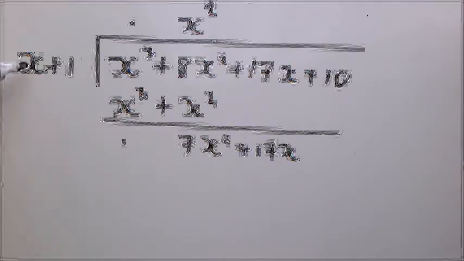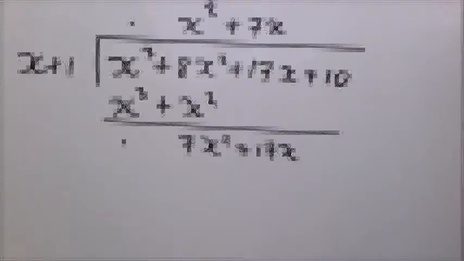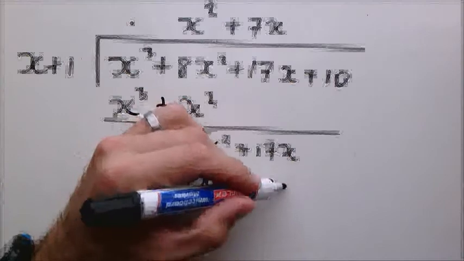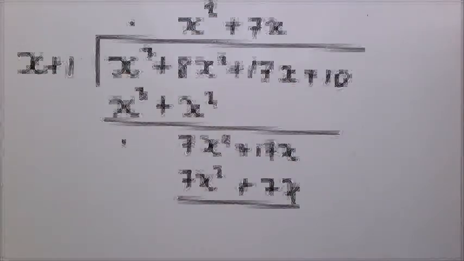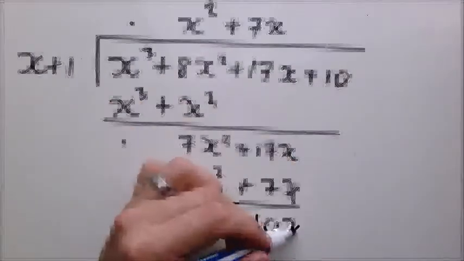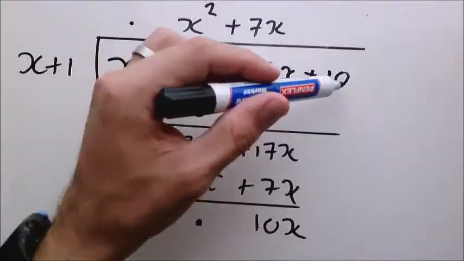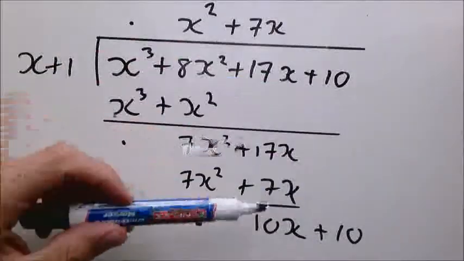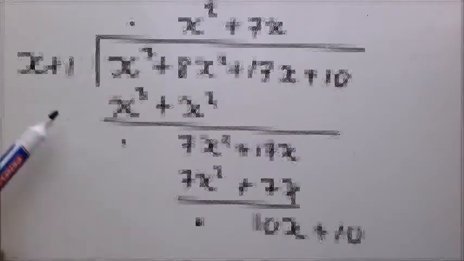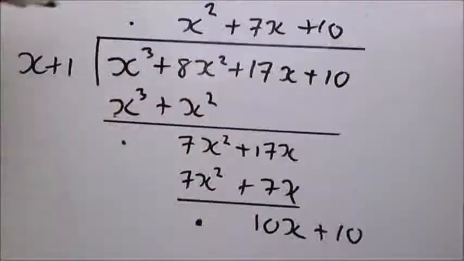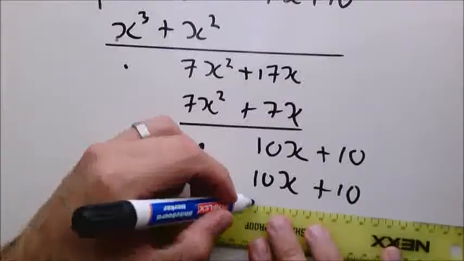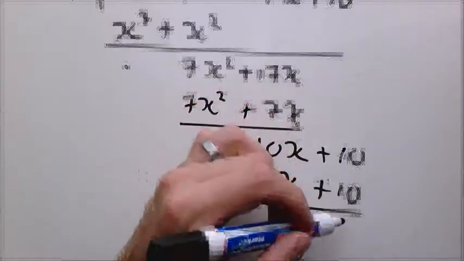Okay. Next step. 7x squared divided by x is plus 7x. 7x times x is 7x squared. 7x times 1 is just 7x. Now we do the same step again. 7x squared minus 7x squared is 0. 17x minus 7x is 10x. And I bring down the 10 now. You can see there's no need to write it down here. We can say plus 10 minus 0 is just 10. Now last step, plus 10x divided by x is just a plus 10. 10 times x is 10x, and 10 times 1 is plus 10. And now we subtract again. 10x minus 10x is 0. 10 minus 10 is 0.